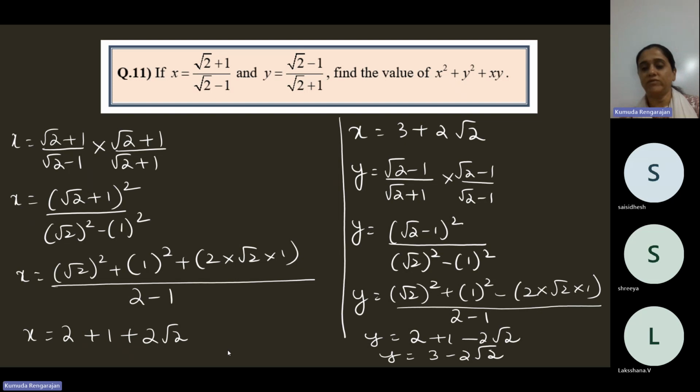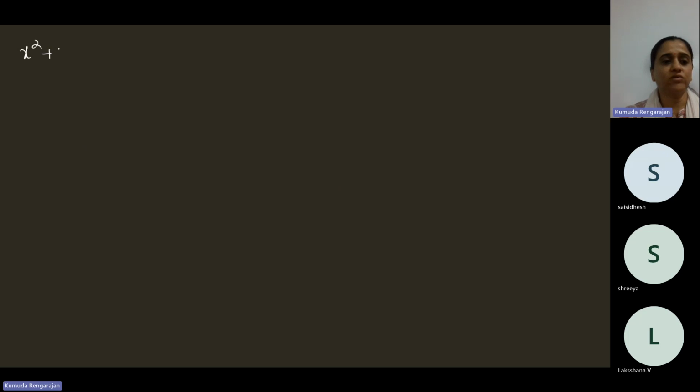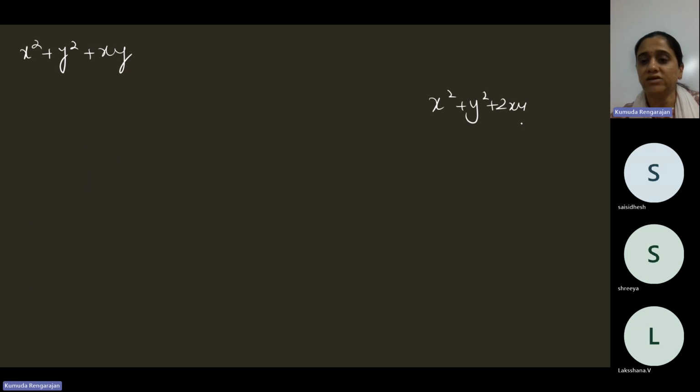All right. Now we have to find the value of x squared plus y squared plus xy. Now, what is x squared plus y squared plus 2xy? It's nothing but x plus y the whole square, right? X plus y the whole square, correct?